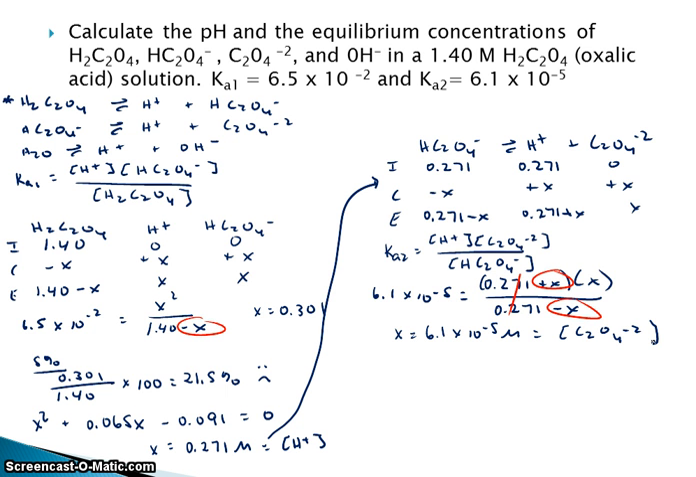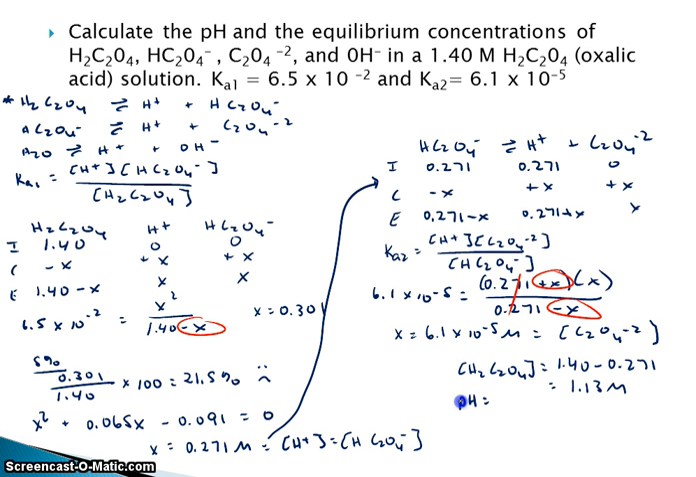Okay, so we've solved for our hydrogen ion concentration. Here, this is our hydrogen oxalate ion concentration. We've solved for our oxalate ion concentration. So now we need to figure out what our oxalic acid concentration is at equilibrium and what our pH is. So our oxalic acid concentration isn't going to be that 1.40 because x is significant. It's going to be 1.40 minus 0.271, which is going to give us 1.13 molar. And lastly, we need to figure out our pH.